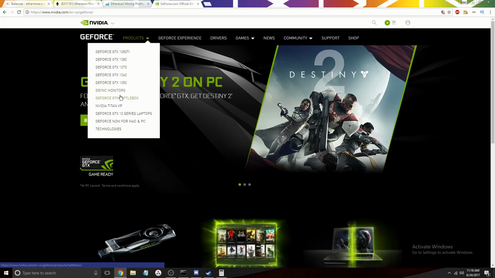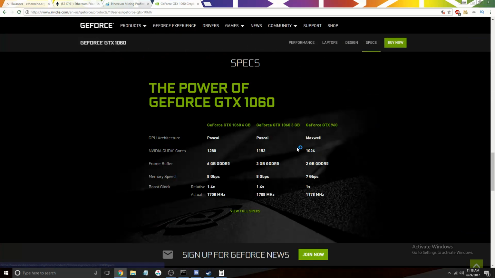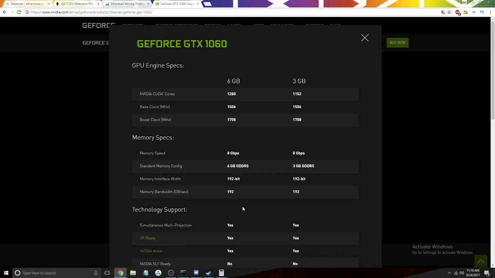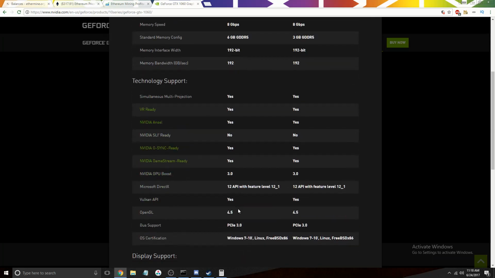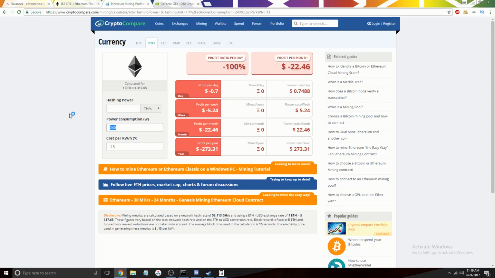You don't have to choose the graphics card, but this is just going to get us the more accurate power consumption. Generally on these websites, they're going to tell you the max power usage consumption. So it says here, that's the recommended system power, but the graphics card power is only 120 watts. So for my graphics card, it's 120, which is half of what we had in there.